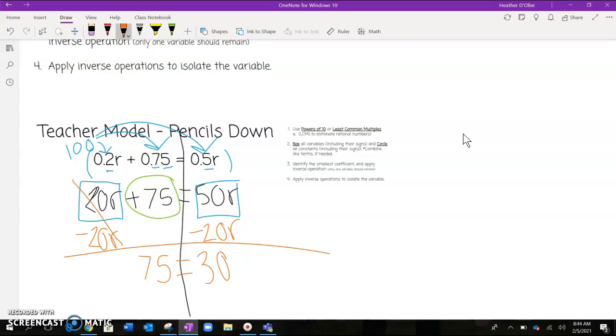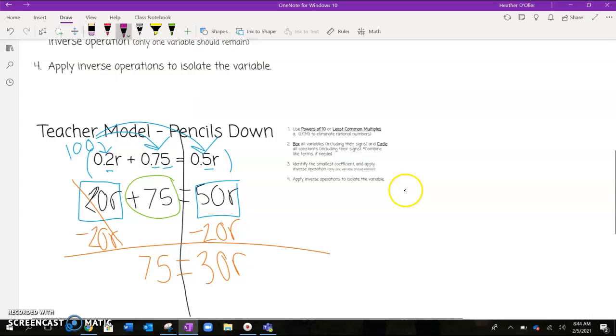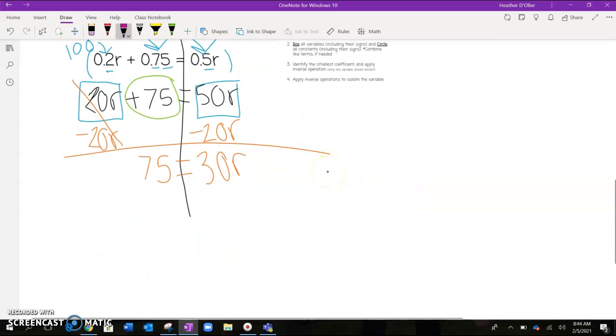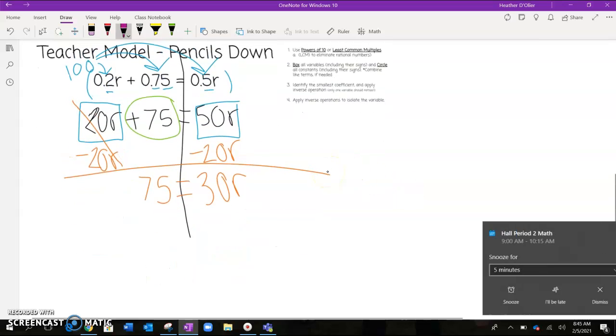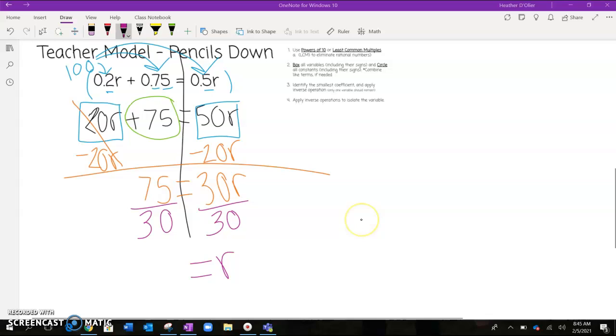And now I just apply inverse operations in order to solve the problem. So since 30r represents multiplication, oh, I scrolled a little too much. Go back up a tiny bit. There we go. I'm going to divide by 30. You can use a calculator for this part to finish it up. You can try to think about it mentally. You could do the division by hand.